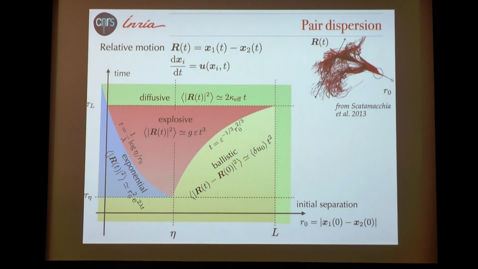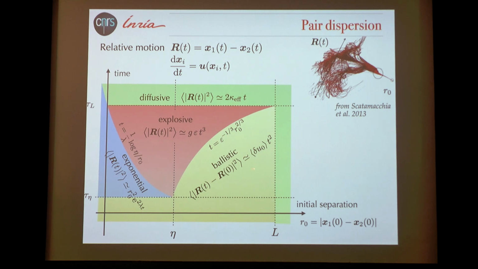So basically, now assume that we are interested in the relative separation between two particles, each of them being just a solution of the characteristics to the velocity field given by Navier-Stokes. Depending on the initial separation, which means we are conditioning on something at time zero, and the time at which we observe the separation at time t, we have different regimes.